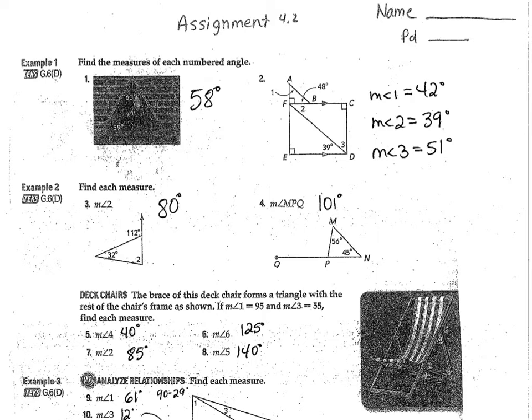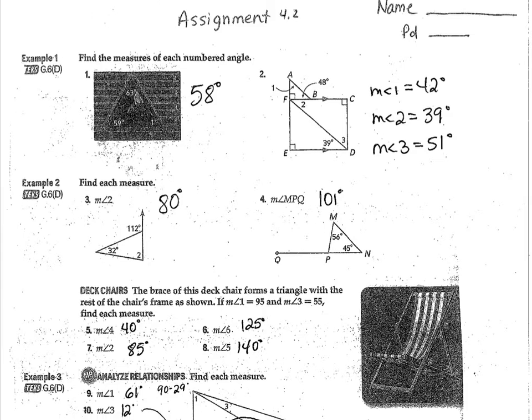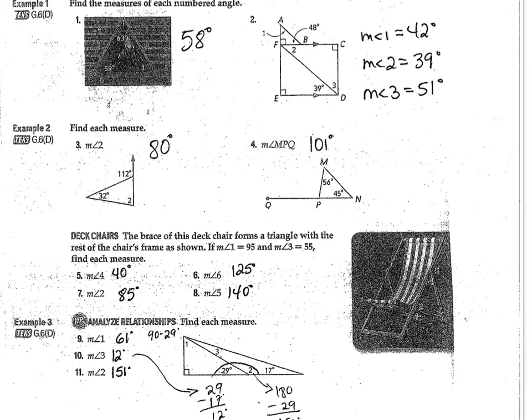In part number 1, that's 58. In number 2, the measurement of angle 1 is 42, angle 2 is 39, and angle 3 is 51. In number 3, the measurement of angle 2 is 80, because it's the sum of the two angles. So 80 plus 32 is 112. Or just subtract 32 from 112. Number 4, 101. Number 5 is 40. 6 is 125. 7 is 85, and 8 is 140.